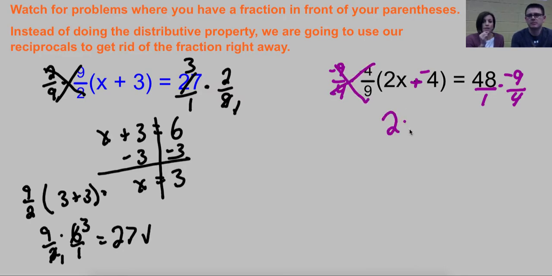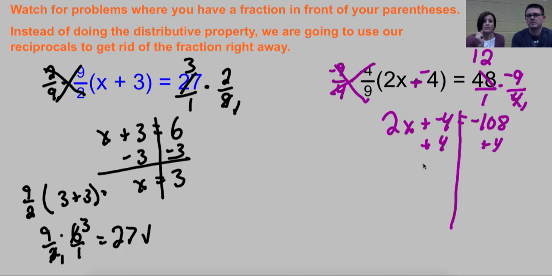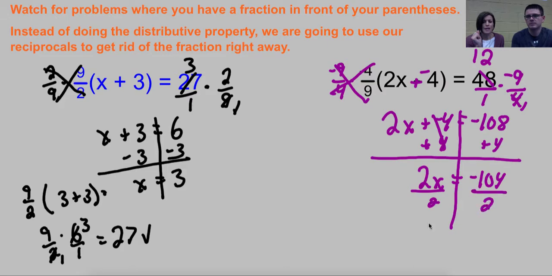We then simplify. 2x plus a negative 4 is now equal to, we have to simplify the right-hand side. 4 is going to go into 48 12 times. 12 times a negative 9 is going to be a negative 108. Yuck. Two-step equation. We're ready to solve. Adding 4 to both sides cancels the left-hand side out and gives us a 2x. Now we have to be careful. We have a negative 108 plus a positive 4 to give us a negative 104. Dividing both sides by 2, and x is going to be equal to negative 52.